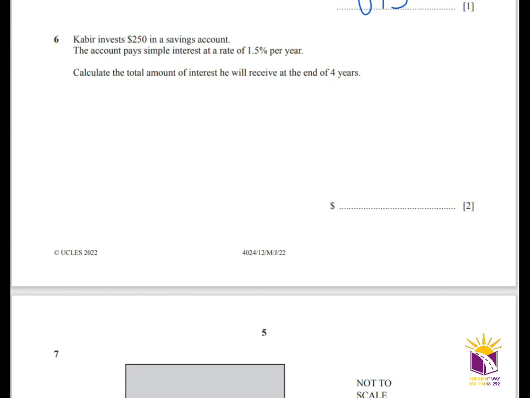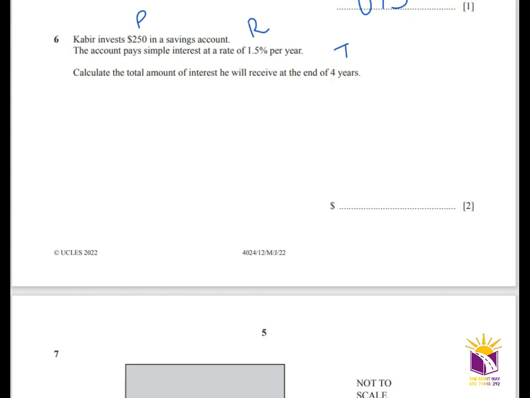Question number 6. Kabir invests $250 in a saving account. The account pays simple interest at a rate of 1.5% per year. So the principal amount is 250, and the interest rate is 1.5% per year. Calculate the total amount of interest he will receive at the end of 4 years. So the time will be 4 years.